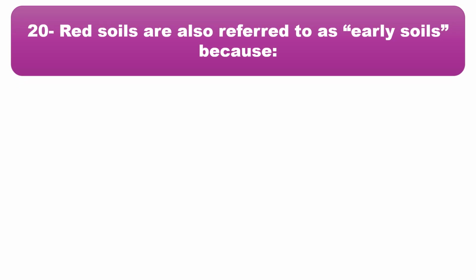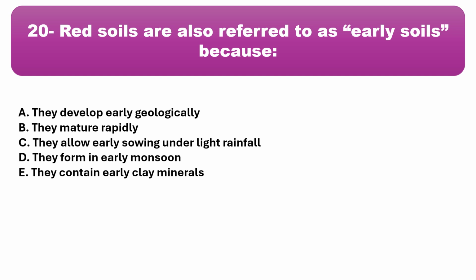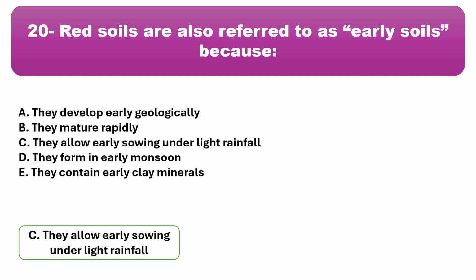Next question. Red soils are also referred to as early soils because the reasons are option A, they develop early geologically, option B, they mature rapidly, option C, they allow early sowing under light rainfall, option D, they form early in the monsoon, and option E, they contain early clay minerals. The correct answer here is option C, they allow early sowing under light rainfall. Even under light rainfall, they support early cultivation.